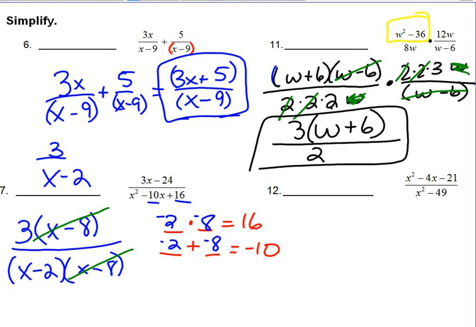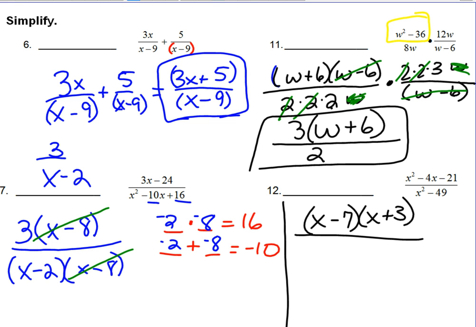Number 12. Again, my first step should be to factor. What multiplies to give me a negative 21 and adds to give me a negative 4? There's 2, so it's a binomial, so I am dealing with a difference of 2 squares there. I have the square root of the x and the square root of the 49.